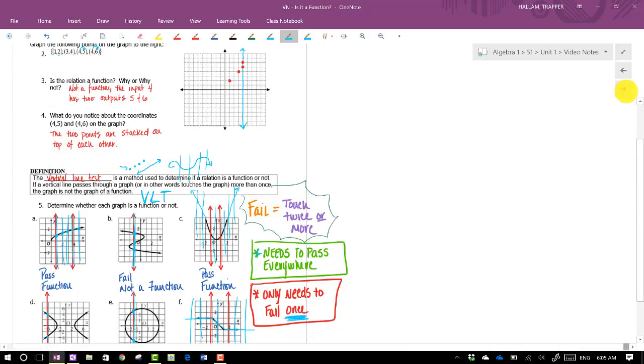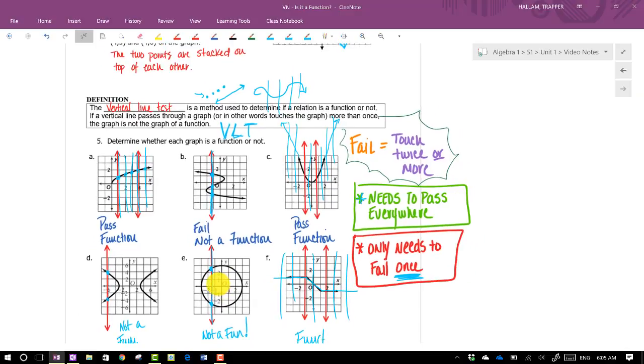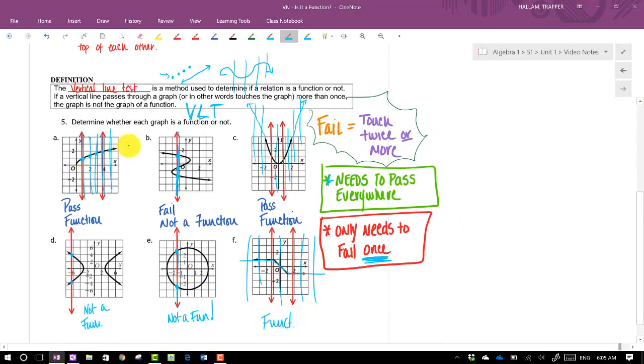Okay, and then if we take that a step further, we learn the vertical line test, which says that we can do this on continuous functions. Again, we'll talk about that later, that are lines, and that we just have to draw a line. It has to pass everywhere, and it only has to fail once.